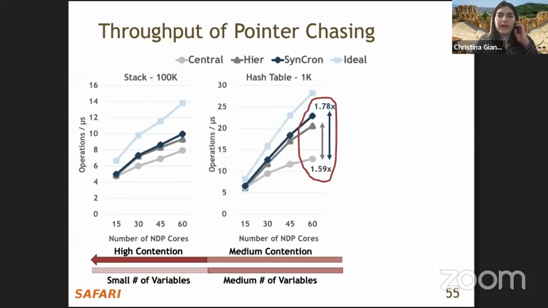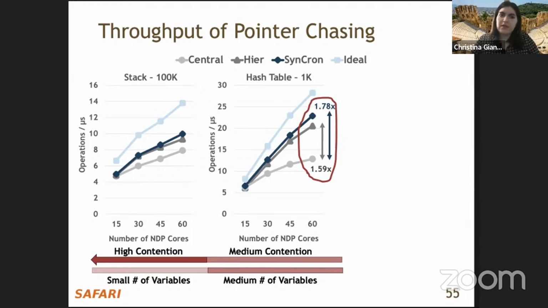Then we have a hash table data structure with 1K elements. This scenario has a medium number of synchronization variables, therefore we have medium contention between the NDP cores. In medium contention scenarios, we find that hierarchical schemes perform better because of two reasons. First, they minimize the expensive network traffic across NDP units of the system. Second, hierarchical schemes increase the execution parallelism.